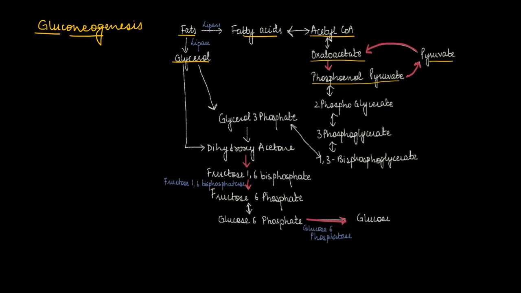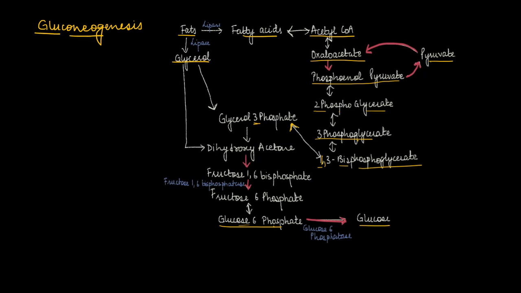This phosphoenol pyruvate gets converted into 2-phosphoglycerate. This gets converted into 3-phosphoglycerate. 3-phosphoglycerate will get converted into 1,3-bisphosphoglycerate. 1,3-bisphosphoglycerate can be converted into glycerol 3-phosphate. And this glycerol 3-phosphate can again be converted into dihydroxyacetone. This dihydroxyacetone is converted into fructose 1,6-bisphosphate. Fructose 1,6-bisphosphate is converted into fructose 6-phosphate. Fructose 6-phosphate is converted into glucose 6-phosphate, and then glucose 6-phosphate is converted into glucose.